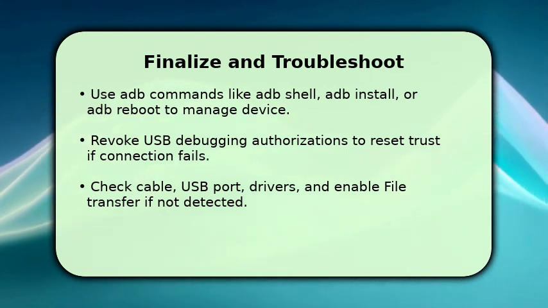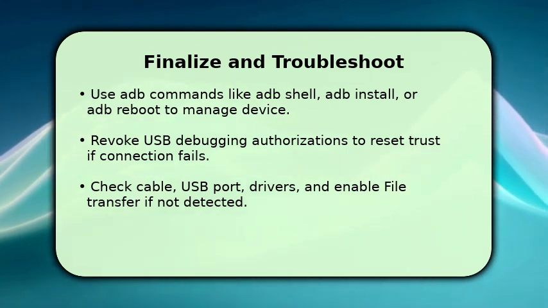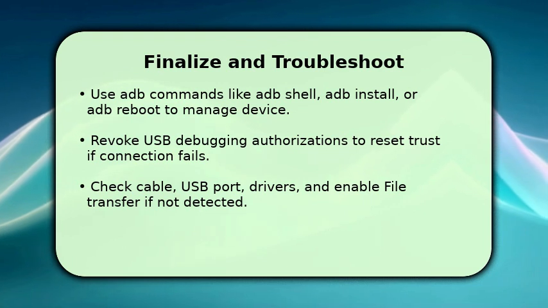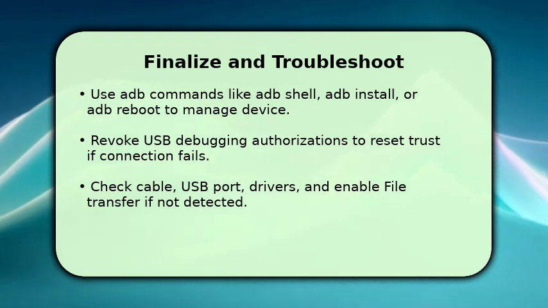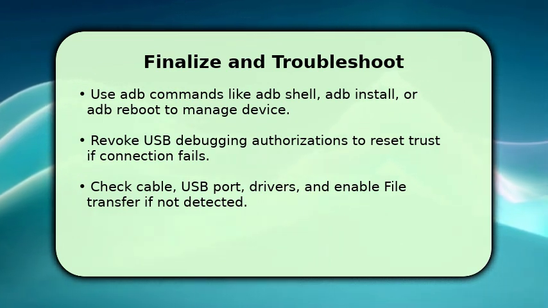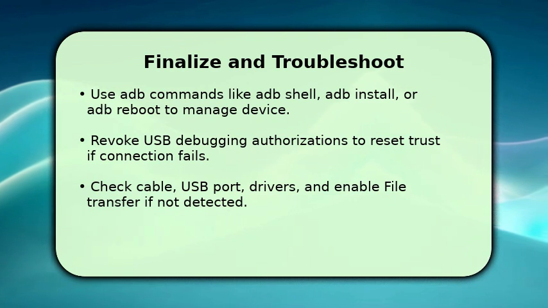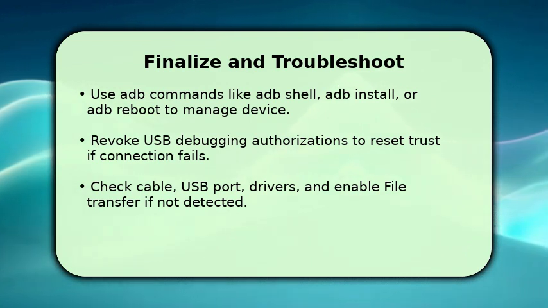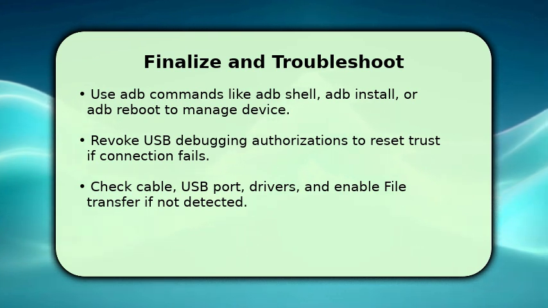If the PC still won't see the phone, revoke USB debugging authorizations in Developer Options, reconnect, and re-accept the RSA prompt. As a key troubleshooting tip, swap the USB cable and port, reinstall drivers or platform tools, and ensure the phone is set to file transfer so ADB can communicate.